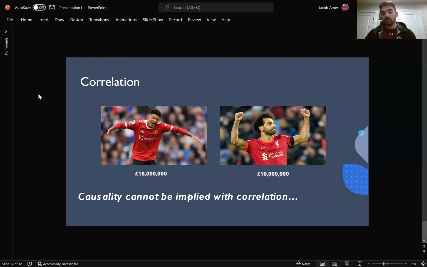And so the final point that I want to make is that causality cannot be implied with correlation. So Jadon Sancho on the left makes around 18 million pounds versus Mohamed Salah, who makes around 10 million pounds. Mo scores far more goals than Jadon Sancho, but Jadon Sancho makes far more money. So it's not necessarily because Jadon makes more money, he scores more goals, or because he scores more goals, he makes more money. In that circumstance, there is no cause and effect, which is, again, important to note.